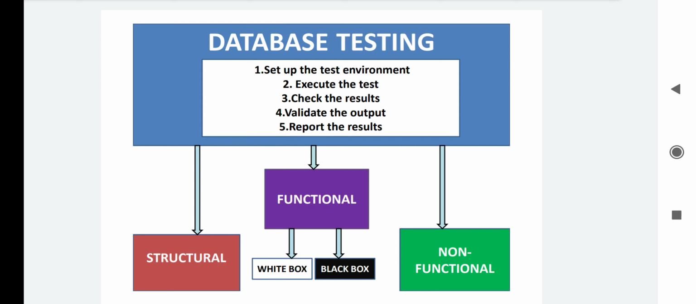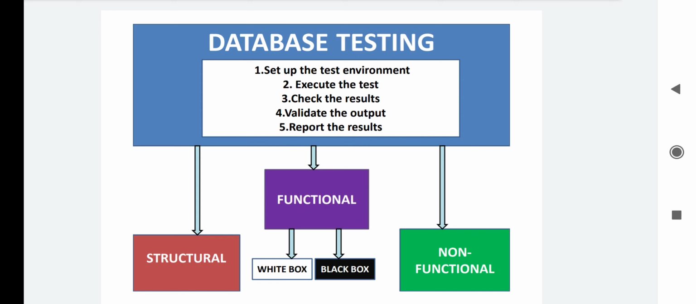Now we'll move to the next important point, that is what are the different types of database testing. Basically in database testing there are three different types, that is structural database testing, functional and non-functional. So what is meant by structural database testing? As its name suggests, it is about the structure of the database, meaning what the database actually has. It has tables, columns, schema, stored procedures. So we have to check the structure of it.